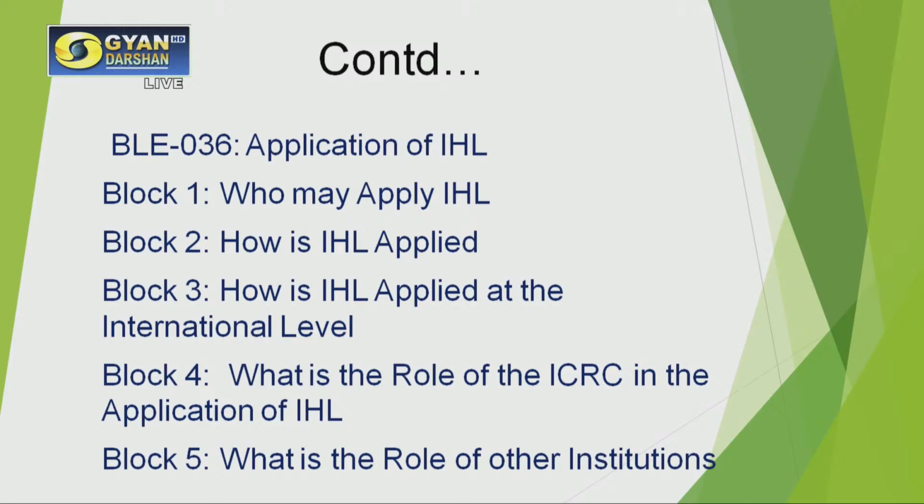Block 3 is about the application of IHL at the international level. Here we have extensively dealt with the various organs of the United Nations, the role of various organs, General Assembly, Security Council, International Court of Justice, how they have helped in the development of international humanitarian law principles, and also the role of United Nations peacekeeping forces which are deployed in conflict areas.